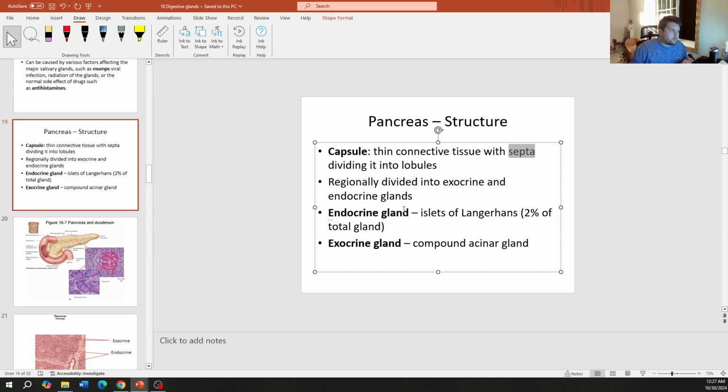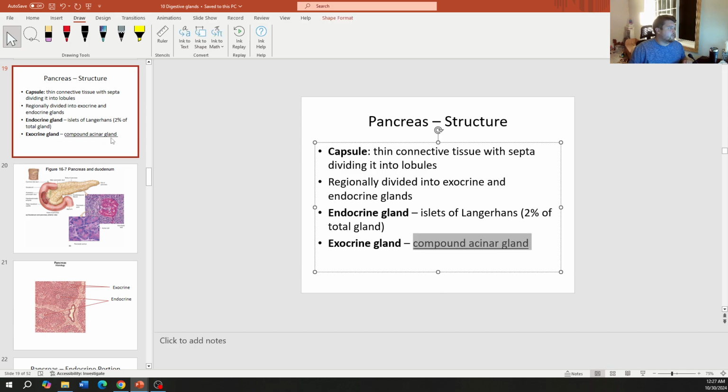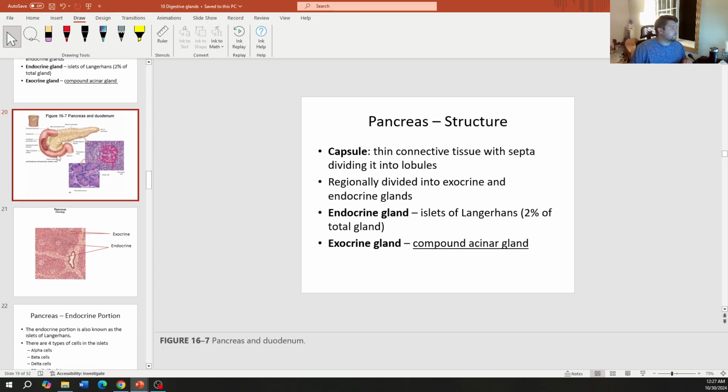The endocrine portion is known as the islets of Langerhans, and it makes up about 1 to 2% of the total gland. So overall of the entire gland, it seems relatively small, but it plays a very, very important role. And then we have the exocrine gland, which is a compound acinar gland. Again, we'll want to remember the type of gland for potential test questions.